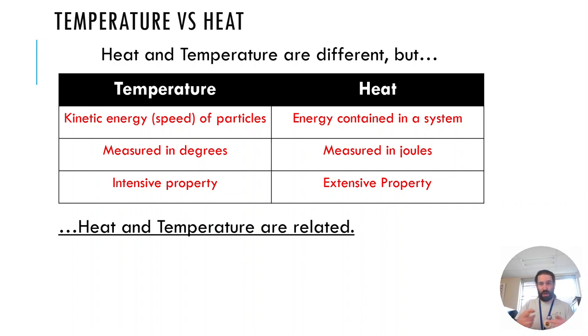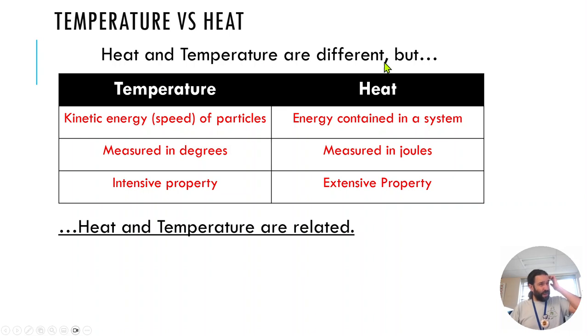An extensive property is the opposite. An extensive property is dependent on sample size. So as you add more stuff, the property will change. Temperature is an intensive property because adding more stuff doesn't change the temperature. Things like mass are extensive properties because if you add more stuff, the mass goes up.